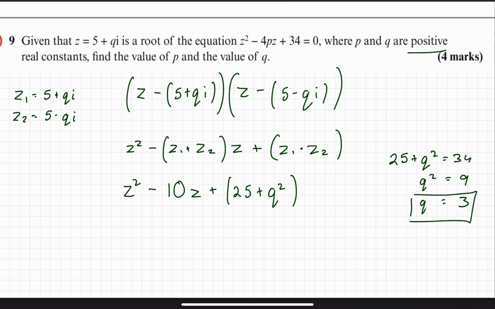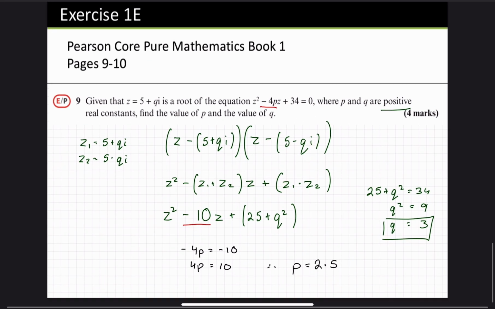There we are. And we can see here minus 4p equals minus 10. So minus 4p equals minus 10. 4p equals 10. Therefore, p equals 2.5 or 5/2. And we're done there. Okay, there you are.